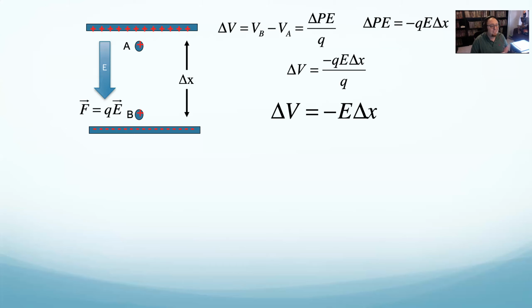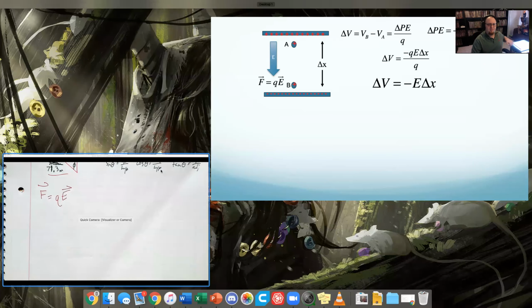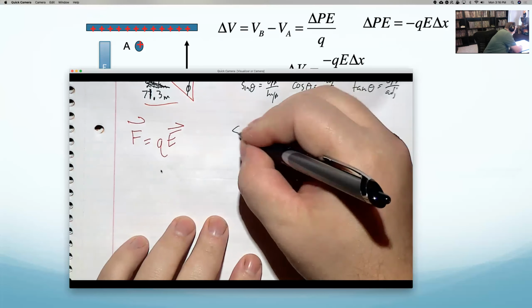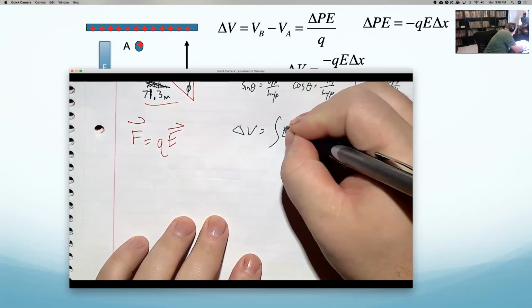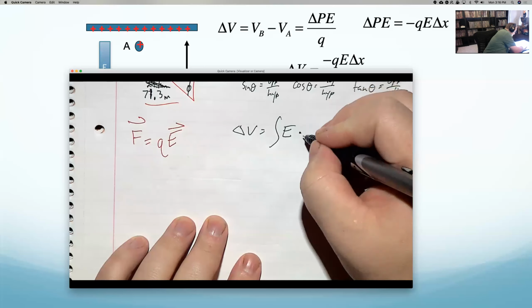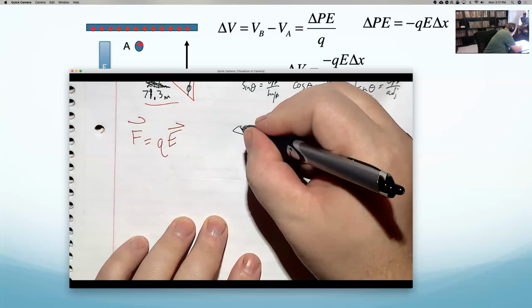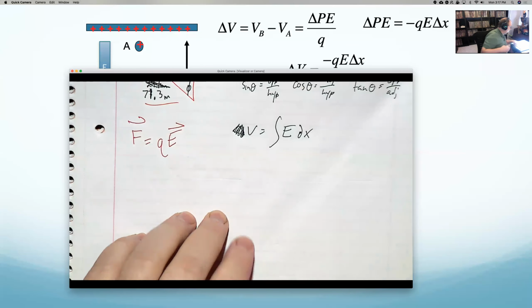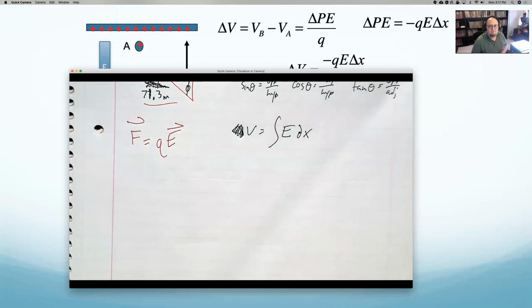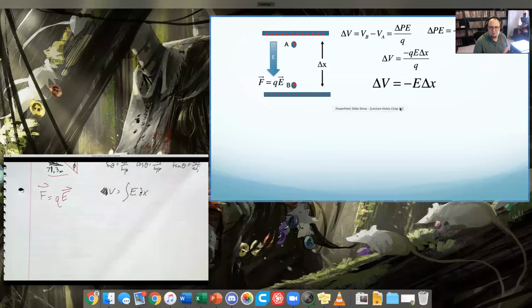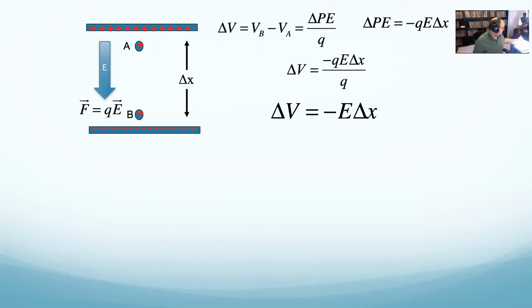If the electric field is not uniform, you need some calculus. For those of you who know calc, it's going to be the integral of E dx. And there's a dot product mixed in there too, but oh, it's a negative sign. I dropped the negative sign because I'm bad. If you don't know calc, don't worry about it.